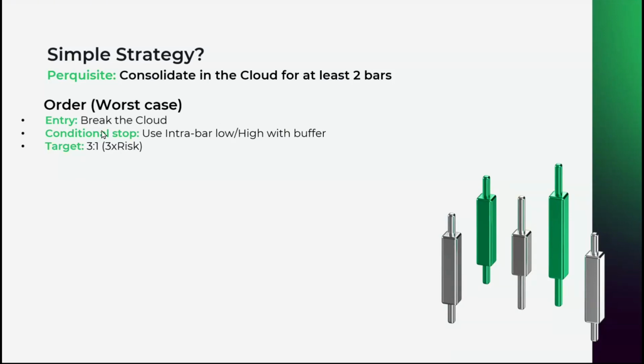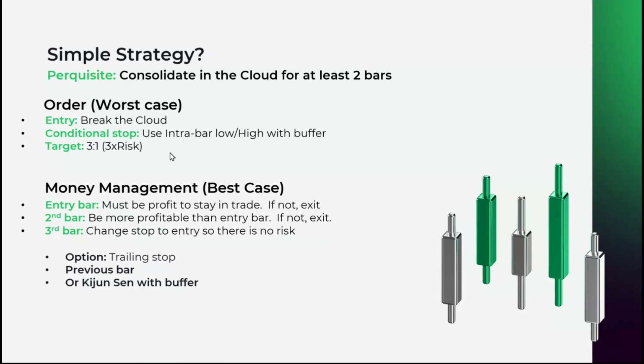Okay. So once you have the 2 bars in the cloud, then we're looking for it to break above the cloud or below the cloud. And whichever way it breaks, that's what we're going to enter. Okay. Once we enter, the stop is always going to be wherever that bar we're trading, the high or low of that bar at the point of entry. And our target's going to be 3-to-1. So this is our worst case trading strategy out there. Okay. So let's look at some examples and then we're going to go to some live charts.